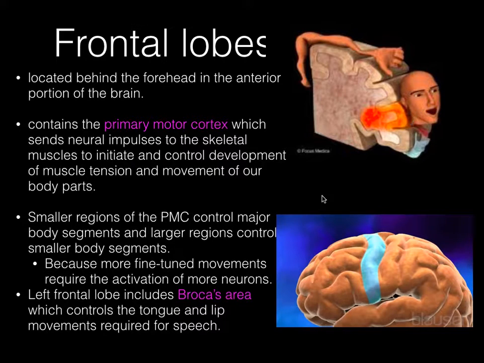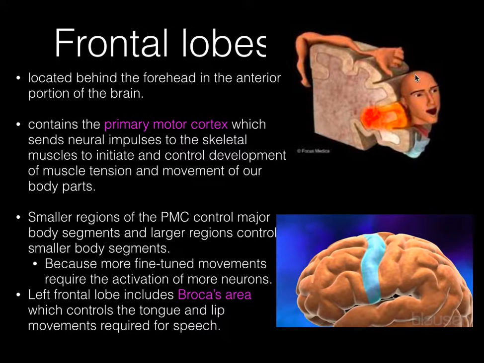So the frontal lobe in general is located behind the forehead in the anterior portion of the brain. So this is going to be our frontal lobe. And it contains the primary motor cortex, which sends neural impulses to the skeletal muscles to initiate and control development of muscle tension and movement of our body parts. So it's basically the basis of certain parts of our body's movement. Smaller regions of the primary motor cortex control major body segments, and larger regions control smaller body segments. So that's what we were just talking about.